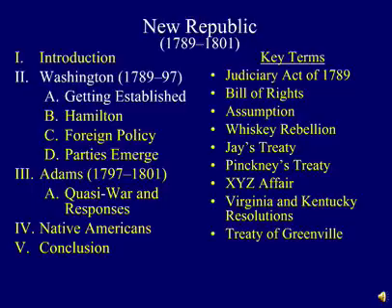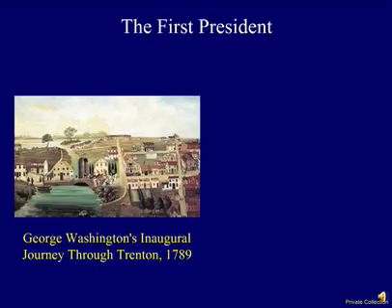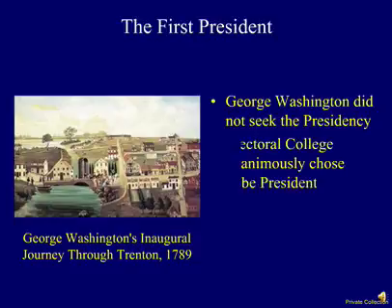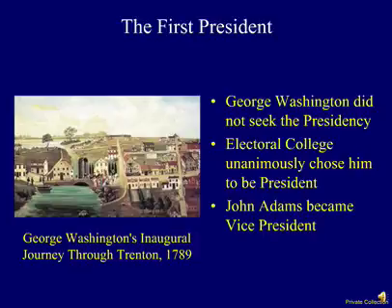A true spirit of cooperation was seen in the years following the ratification of the Constitution, as several institutions were established under the new government. One of the first orders of business was the election of a president. George Washington did not seek the office. However, in February of 1789, the Electoral College met and unanimously chose Washington to be the nation's first president. His vice president was John Adams. The image here depicts Washington's journey to the nation's temporary capital in New York City.